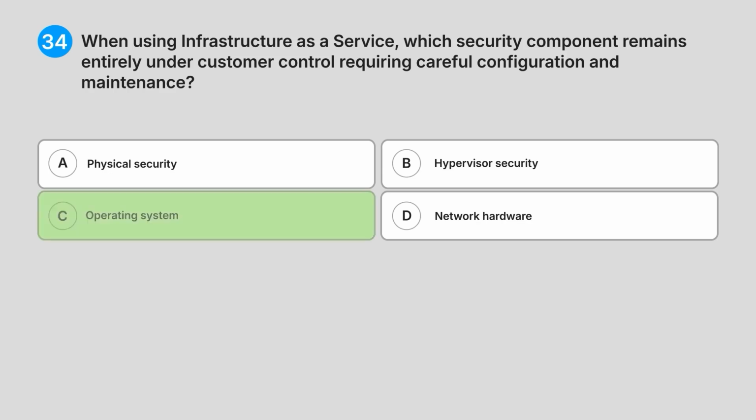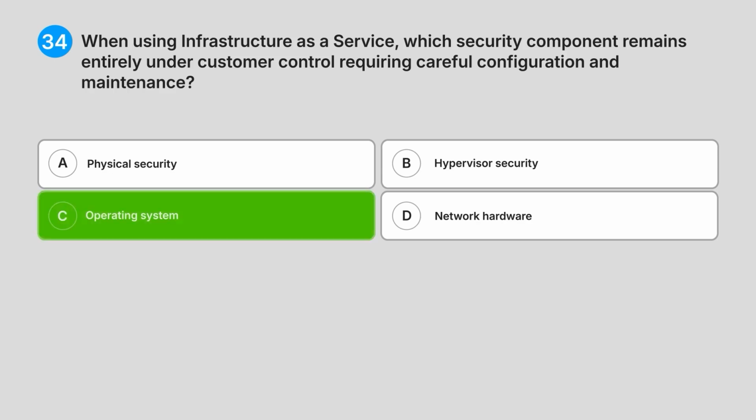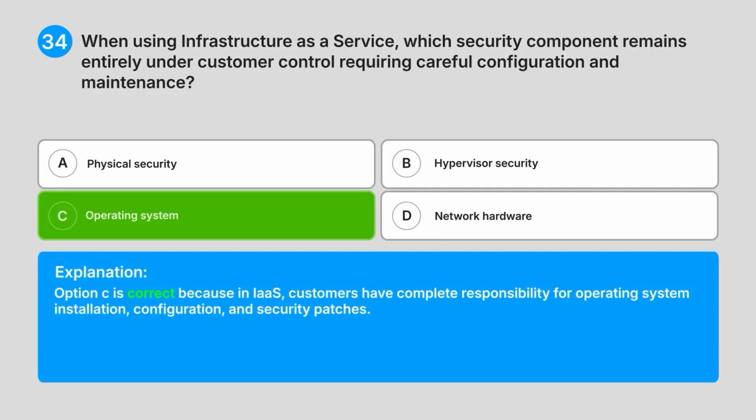Correct answer, C. Operating system. Explanation. Option C is correct because in IaaS, customers have complete responsibility for operating system installation, configuration, and security patches.